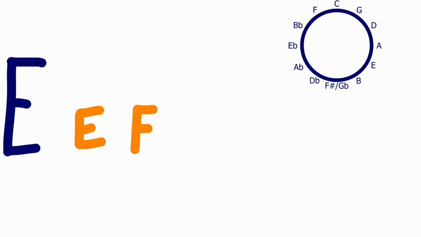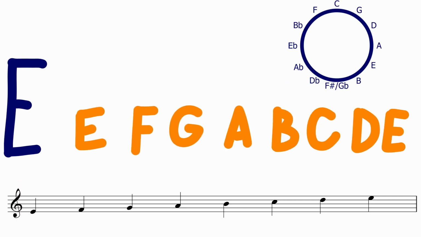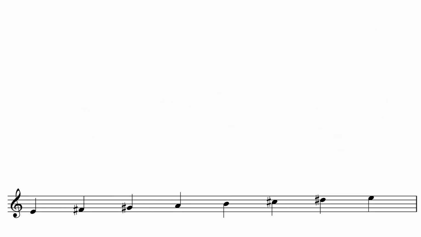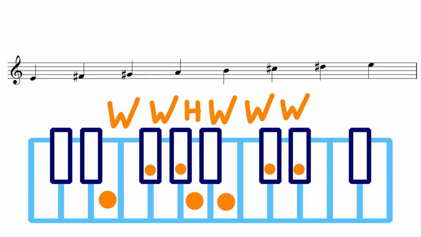Let's try this once again. Let's find E major. E, F, G, A, B, C, D, E. E has 4 sharps, F, C, G, and D. Now we have E major. The pattern for all major scales is whole, whole, half, whole, whole, whole, half.